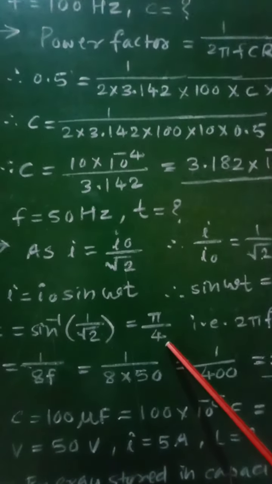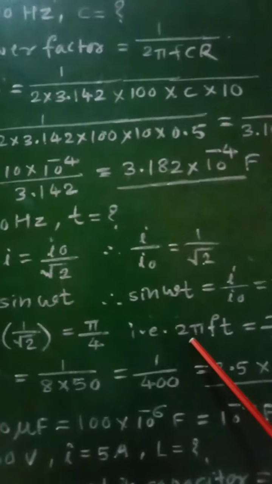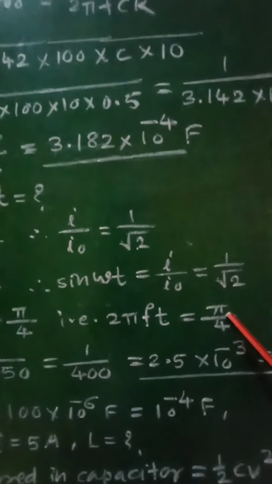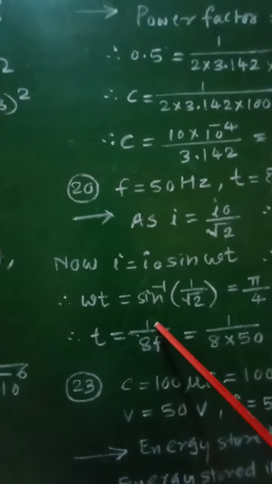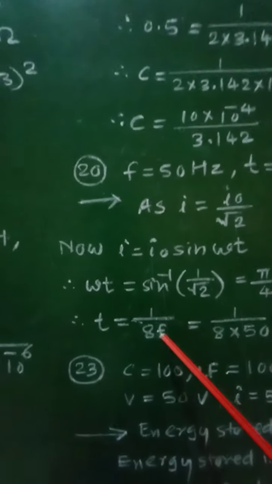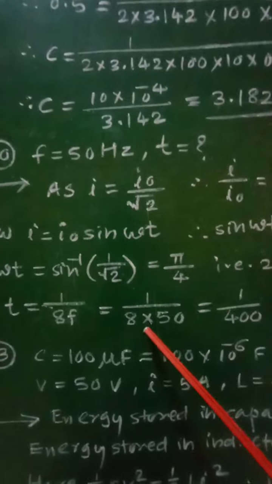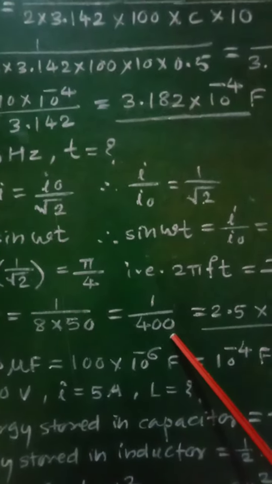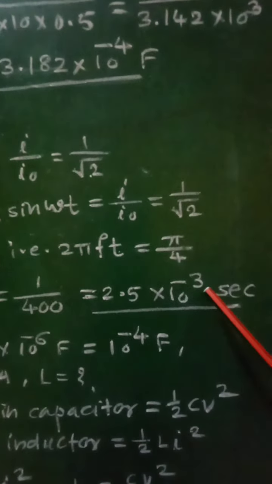But sin inverse of 1 by root 2 is pi by 4, and therefore we can write that omega t will be written as 2 pi ft. 2 pi ft is equal to pi by 4, and therefore t will be equal to 1 by 8f, which will be written as 1 upon 8 into 50, which comes out to be 1 upon 400, which will be equal to 2.5 into 10 raised to minus 3 second.